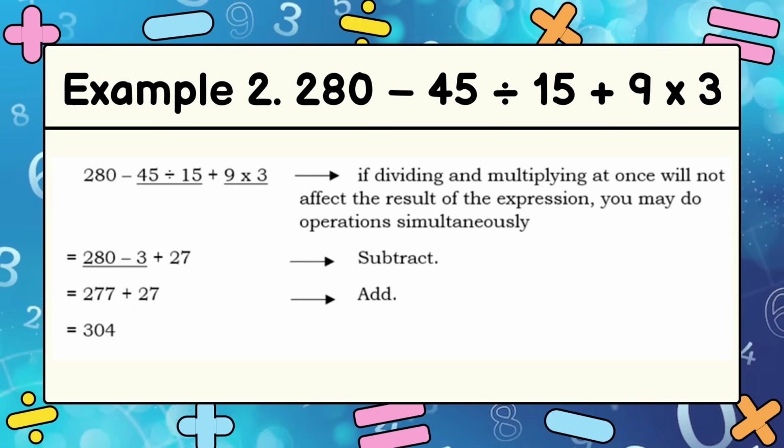Alright, so for our next example, we have here 280 minus 45 divided by 15 plus 9 multiplied by 3. So what are we going to do if dividing and multiplying at once will not affect the result of the expression? You may do operations simultaneously. Okay, so kung hindi naman daw maapektuhan yung resulta ng ating equation, so pwede daw nating pagsabayin yun na gawin. So we have here 45 divided by 15, that will give us the answer 3, plus 9 times 3 is 27. Then we have the equation 280 minus 3 plus 27. Then we proceed to subtraction. 280 minus 3, so that would be 277, and then lastly we add it to 27, and the final answer is 304.